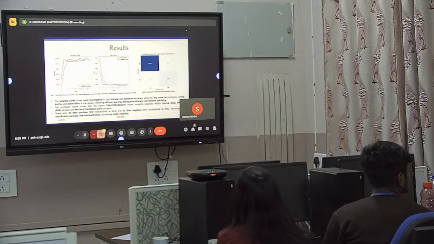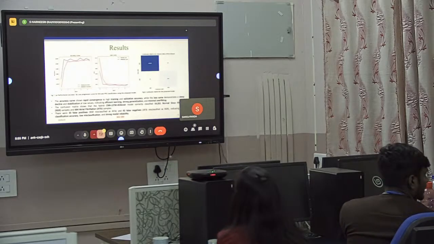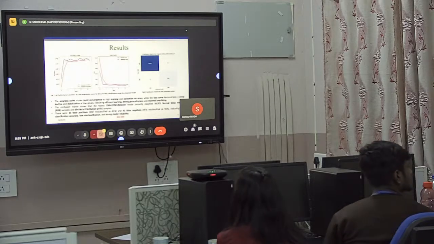We also have the confusion matrix, which shows that the false positives and the false negatives are very low in number compared to the true positives and the true negatives. So it indicates high model reliability, and there's also high accuracy.